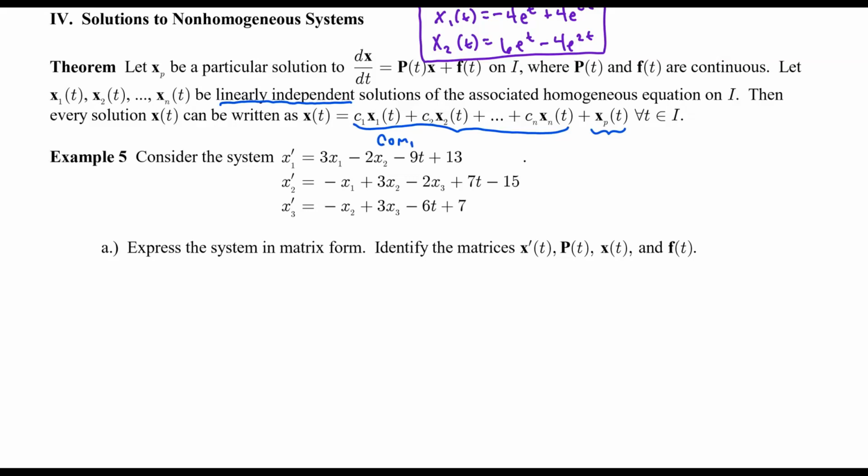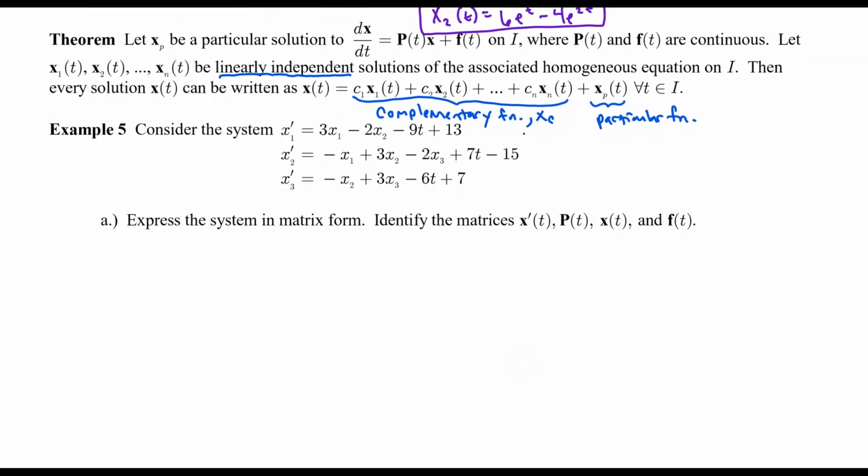This side is called the complementary function, x sub c, and this one is the particular function, x sub p. Notice the arbitrary constants go with the complementary function. Those can be determined with initial conditions, and x sub p does not have an arbitrary constant associated with it.